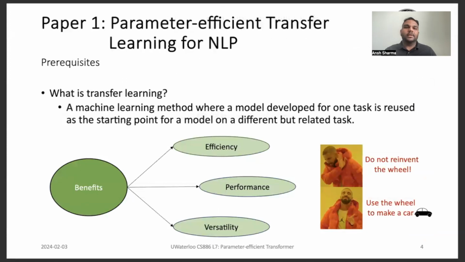In paper 1, parameter efficient transfer learning for NLP, let's start. So what is transfer learning? It is a machine learning method where a model developed for one task is reused as a starting point for a model on a different but related task. Basically, the concept is that there is no need to reinvent the wheel, but to use the wheel to make a car. This approach is more efficient and versatile as it can be used in many similar tasks and mostly results in higher performance.